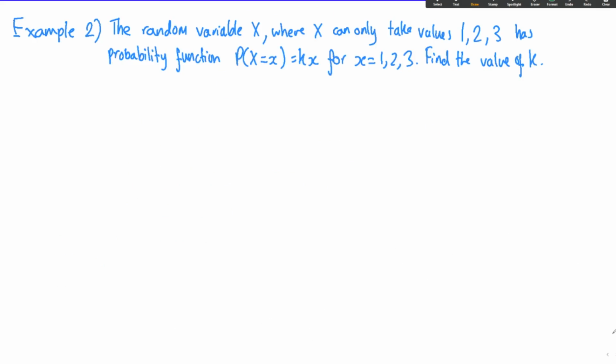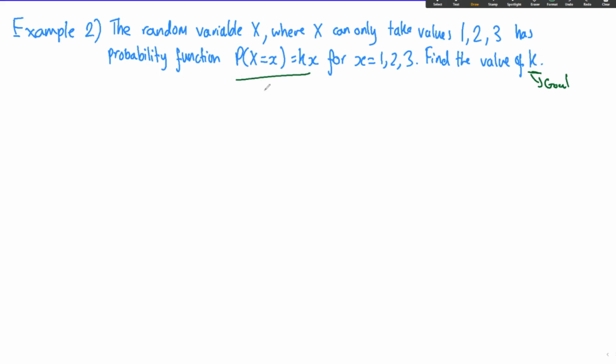Alright, let's move on. Okay, so this example says the random variable x, where x can only take values 1, 2, 3, has the probability function P(X = x) = kx for x = 1, 2, and 3. Find the value of k. Okay, so this sounds like a lot of x's and k's, and you might not know where to start. But what we want is the value of k here, don't we? That's our goal.